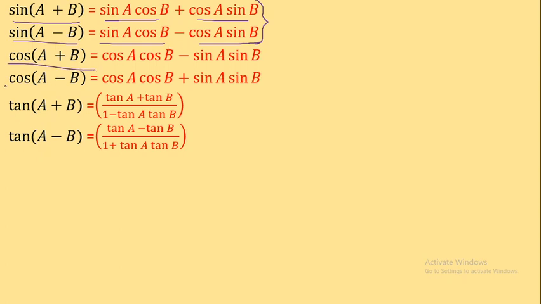Then cos A plus B and cos A minus B, which is cos A cos B minus sin A sin B, and cos A cos B plus sin A sin B. Here is how you are going to remember the trick, and this is very important. Here you have to remember both are different, here both are same. The first term has cos and the second term has sin. This is how you are going to remember it.